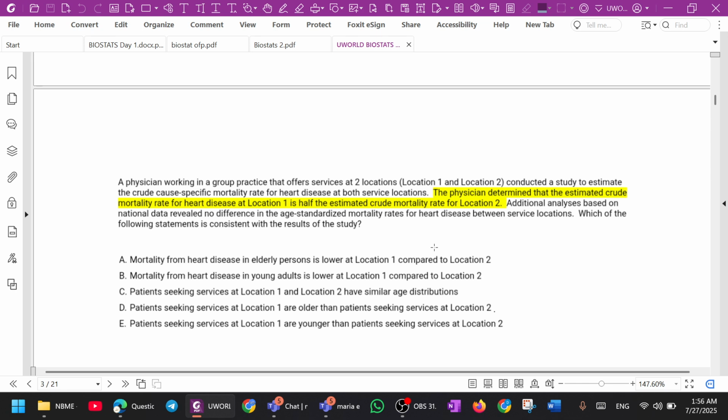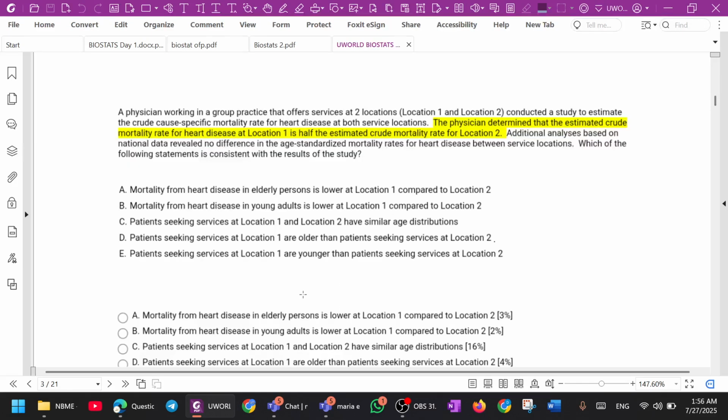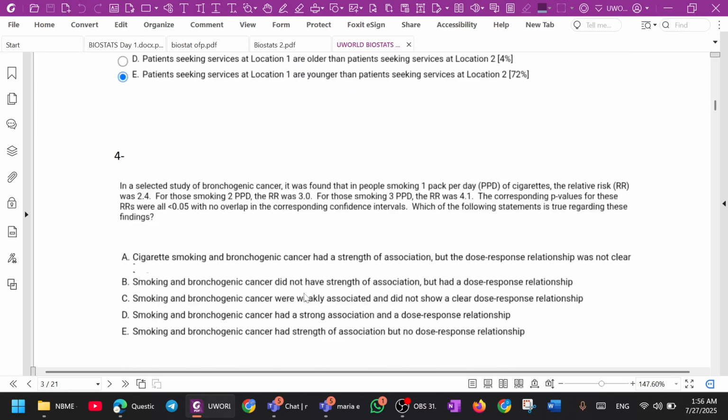And then they say that there are fewer people dying from heart disease in location 1 and more people in location 2. So probably location 1 has more young people and location 2 has more old people, because we know old people die of heart disease more than young people. So that's why it's E. It makes sense? Yes, fully. Okay, good. Next.